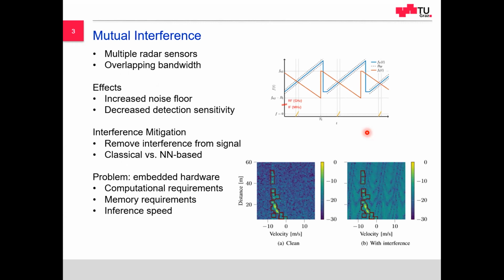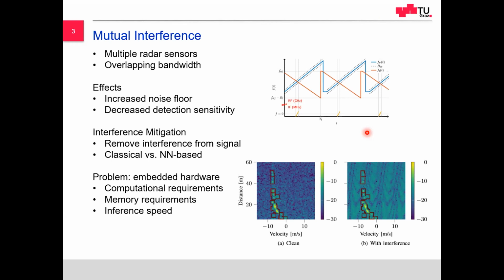And typical effects of this kind of interference are an increased noise floor as well as a decreased detection sensitivity. So we can't really detect objects anymore, which can be dangerous. So one crucial part of radar signal processing is the mitigation of such interferences. And here we try to remove the interference from the signal and then increase the detection sensitivity again.